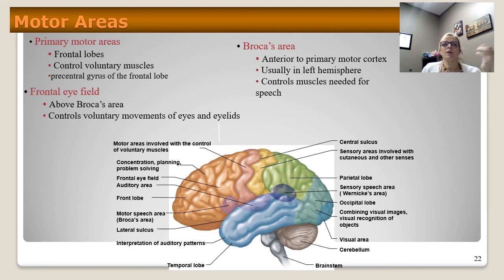Generally, the left hemisphere is going to be more dominant. And it's anterior to the primary motor cortex. And this, again, it controls the muscles involved in speech. So your mouth, your tongue, your larynx. Wernicke's area is where you decide what to say. Broca's area is how you actually speak and say that, okay?